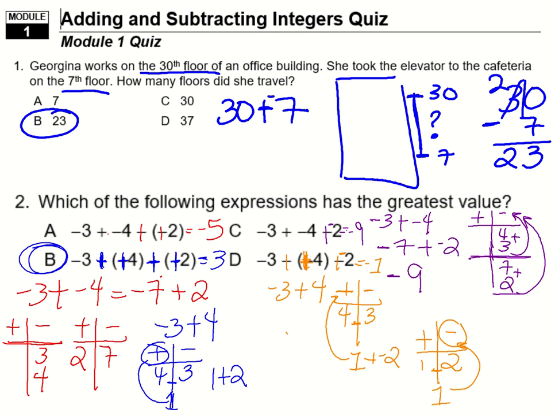Maybe that T-chart helped explain those rules a little bit, right? Opposite signs, so we subtract. You can use that method on the quiz if you would like.